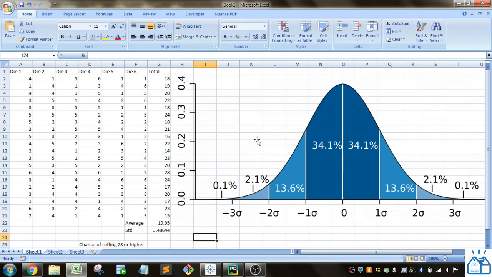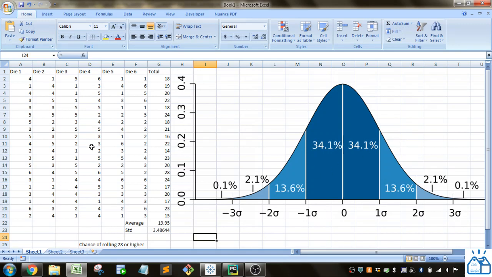Today we're going to be going over the NORMDIST and NORMSDIST functions that you use with the normal distribution to figure out some questions you might want to ask about how likely it is that certain values are going to come up, given that you have a normal distribution.